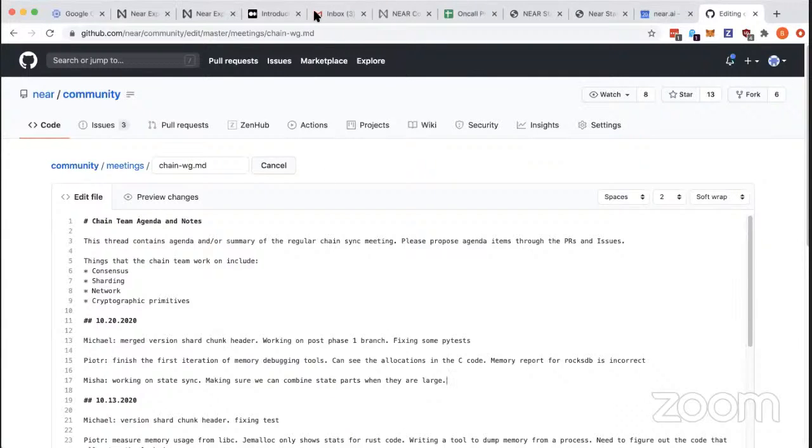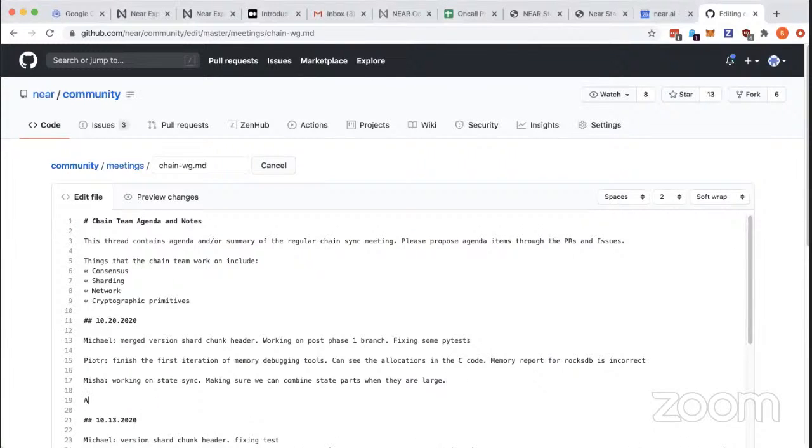Okay, sync. So Alex has been working on, well, he's not here, but he has been working on rewriting syncing code, mostly with implementing client sync and garbage collecting headers. Yeah, I guess I can still share this part.